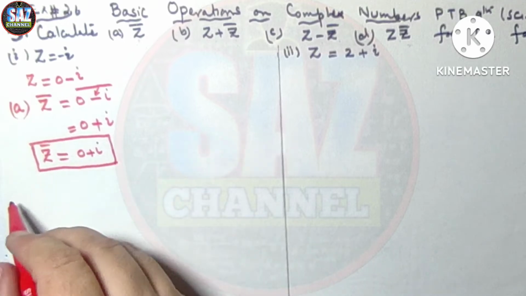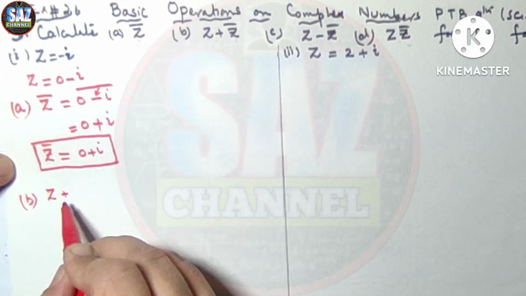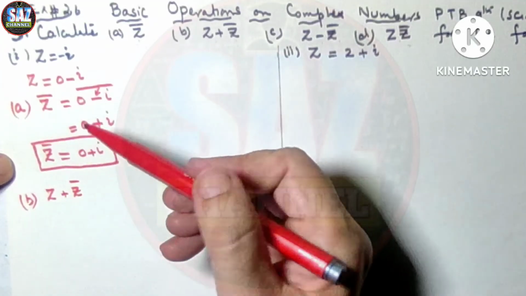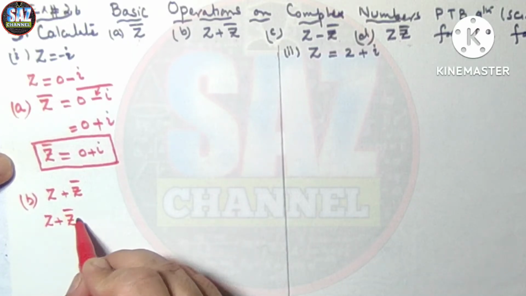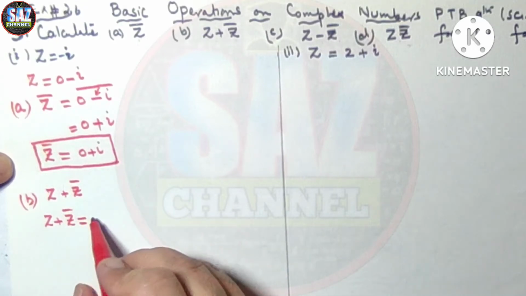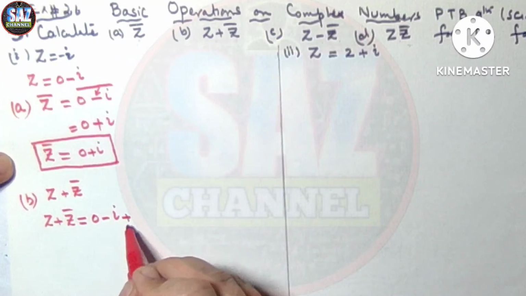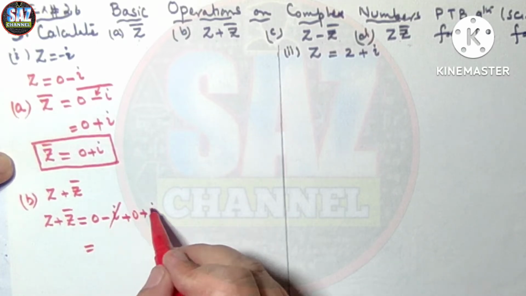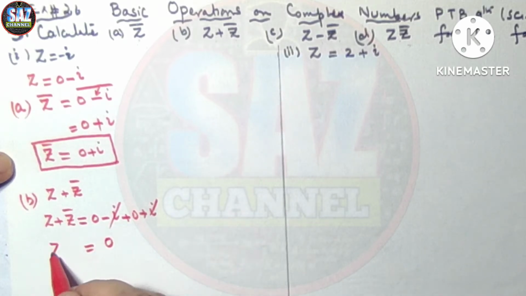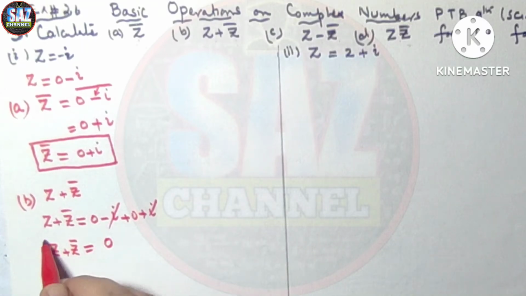And the second, B part, is z plus z bar. As we have just calculated z bar, in this question now we can simply write z plus z bar. Z is 0 minus iota, plus 0 plus iota. So, iota goes with iota, and this is 0. Z plus z bar equals 0, and let me block this answer.